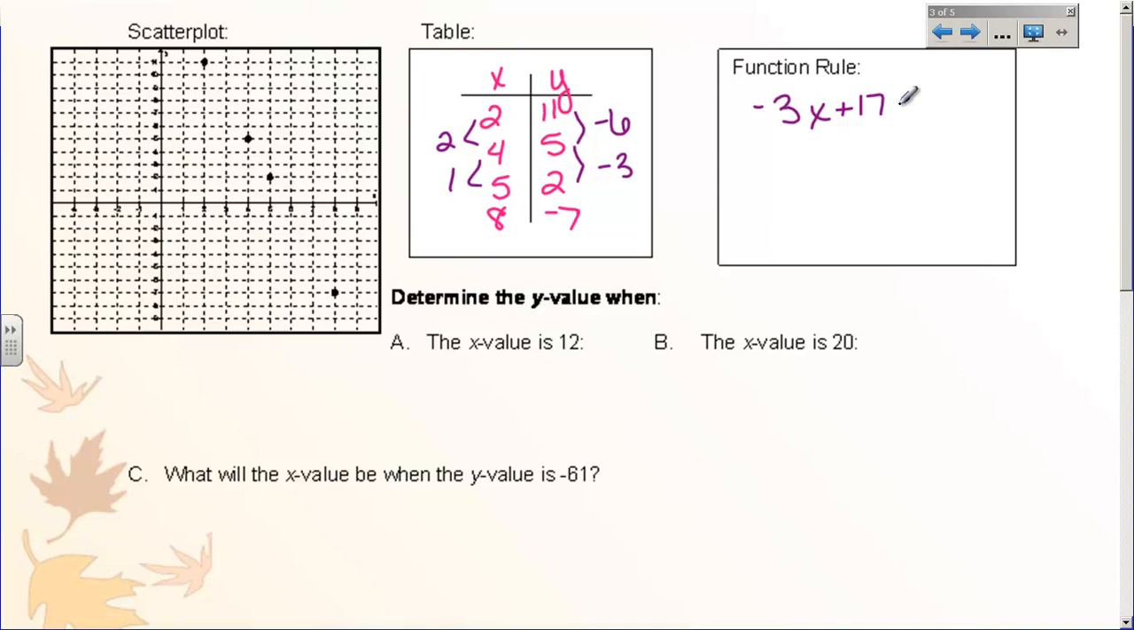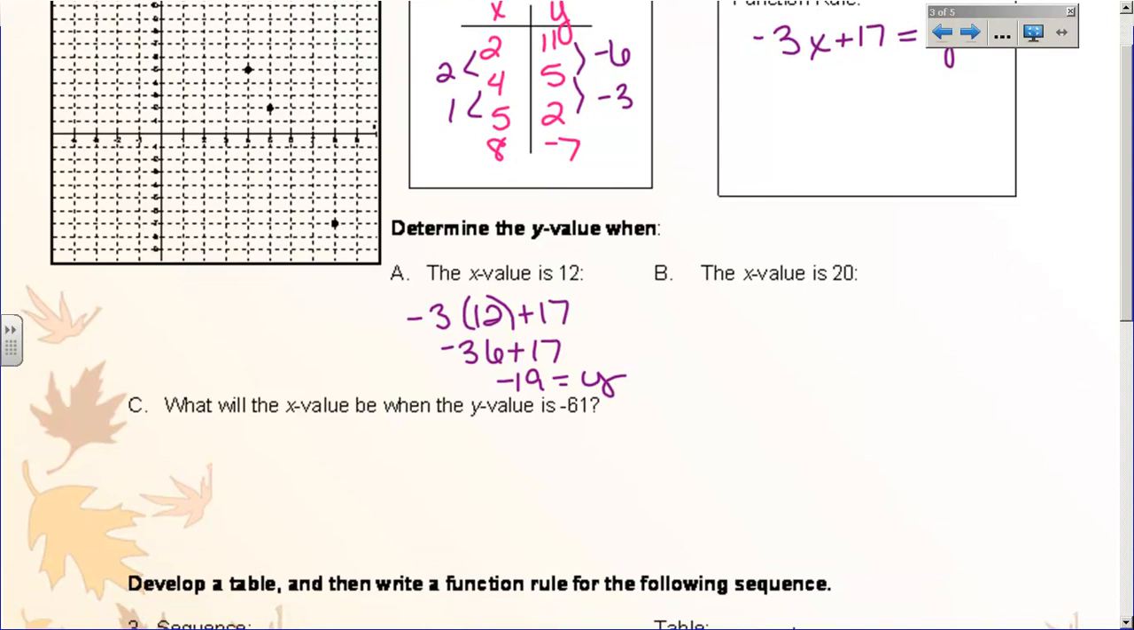So now they want us to determine what y equals when the x value is 12. Well, that just means I get to plug in 12 for x and then do the math. Negative 3 times 12 is negative 36, plus 17, which gives you negative 19. So y equals negative 19 when x is 12.